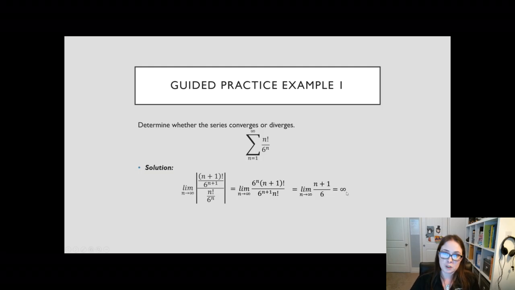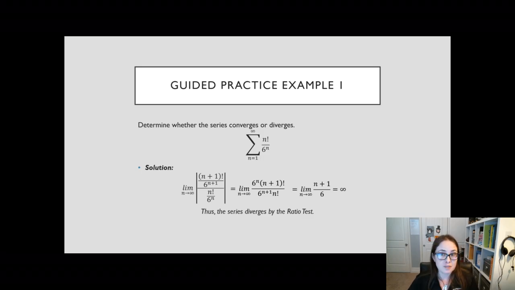And well, that limit goes to infinity. And so according to the ratio test, when I get infinity for this, it means that the series diverges. So I can say the series diverges by the ratio test. Okay. So that's how this test works.